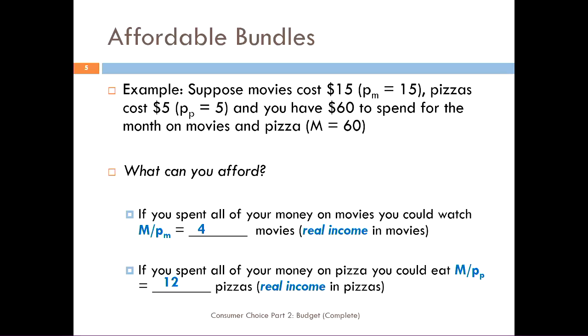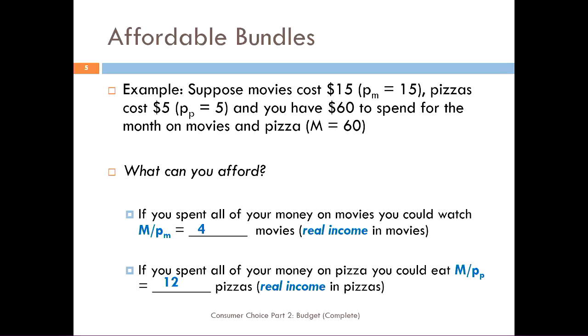In terms of movies, right, your $60 is worth 4 movies. Because $60 can get 4 movies. So your real income in terms of movies is 4. You could buy 4 movies. Likewise, your $60 in income can get you 12 pizzas. So that's your real income in terms of pizza. Right? Your income is worth 12 pizzas. Okay? To an economist, this is what matters. Right? Your nominal income doesn't matter. That can fluctuate. Right? Whereas your real income tells you how well off you really are.